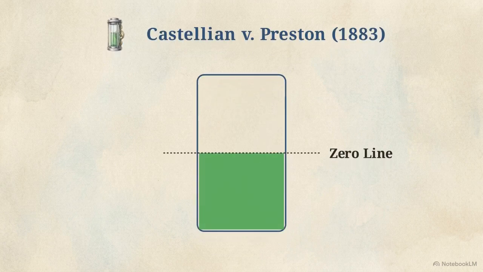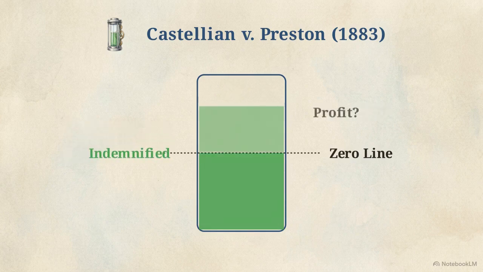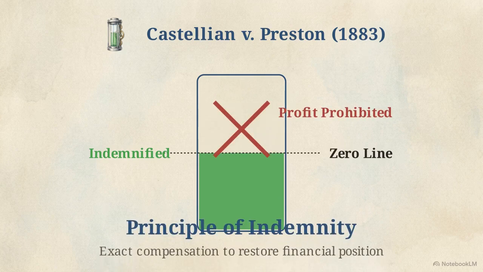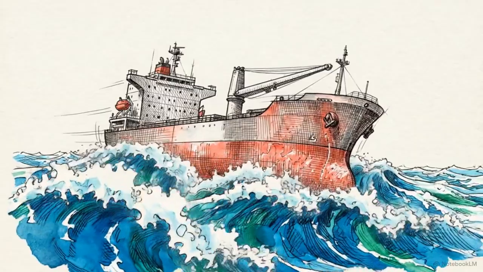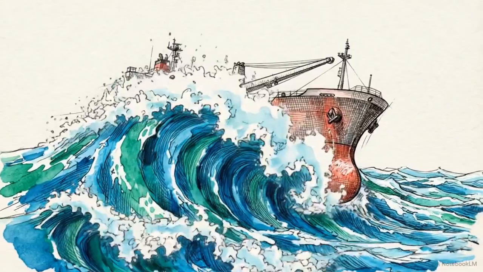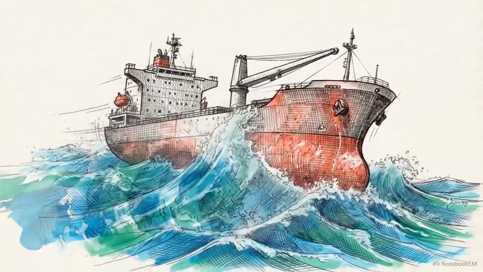In 1883, Castellian v. Preston codified the pool's legal ceiling. A claimant shall be fully indemnified, but never more than fully indemnified. This threshold is the principle of indemnity. It is the exact financial compensation required to place the insured in the same financial position held immediately before the loss occurred. Restricting payouts to this exact measure removes any financial incentive to deliberately destroy property. It enforces caution and serves the public interest by preserving maritime assets.